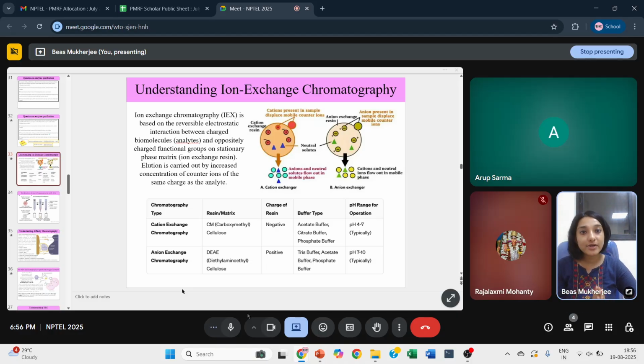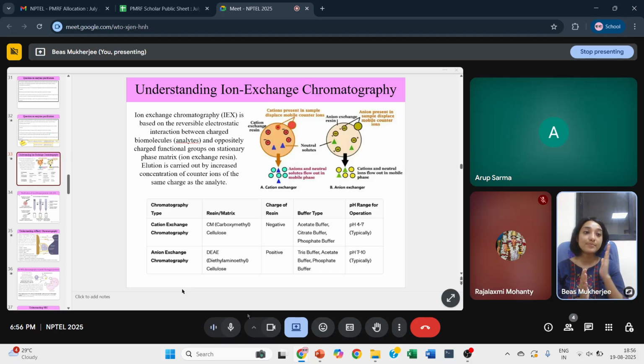Now see, the anion present in the sample displaces the mobile counter ions, and the anion exchange resin is normally positively charged. Now see, for cation exchange, carboxymethyl cellulose is used as the resin. Carboxymethyl is a negatively charged resin, because the carboxy group is there, that is why it is negatively charged. And the buffer is normally a pH of around 4 to 7. Why? Because it's a cation exchanger, right?